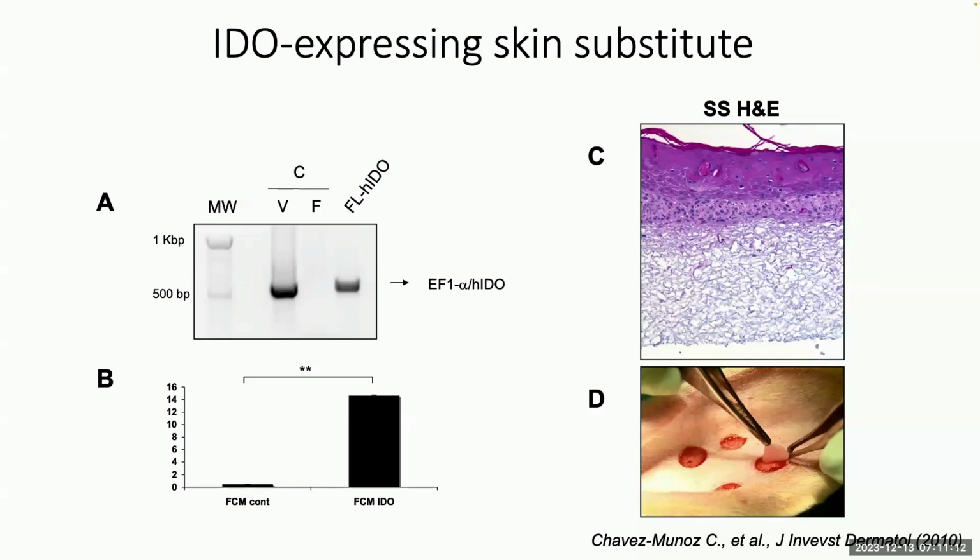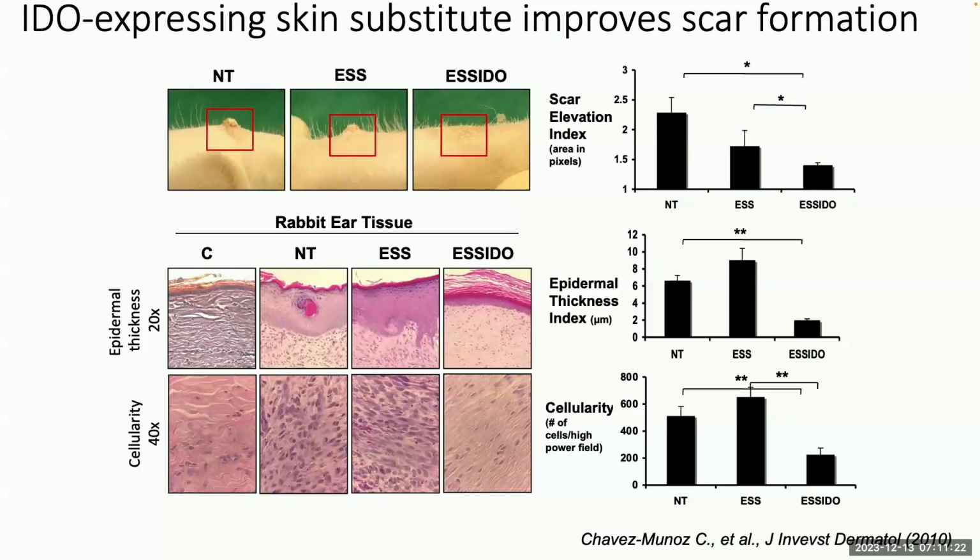So we transfected fibroblasts, which don't normally express IDO. We transfected them with IDO, they started expressing IDO, and we placed the graft in the rabbit ear. Now, what we saw over time is that the scar was improved, and the cells were well-organized in the matrix.